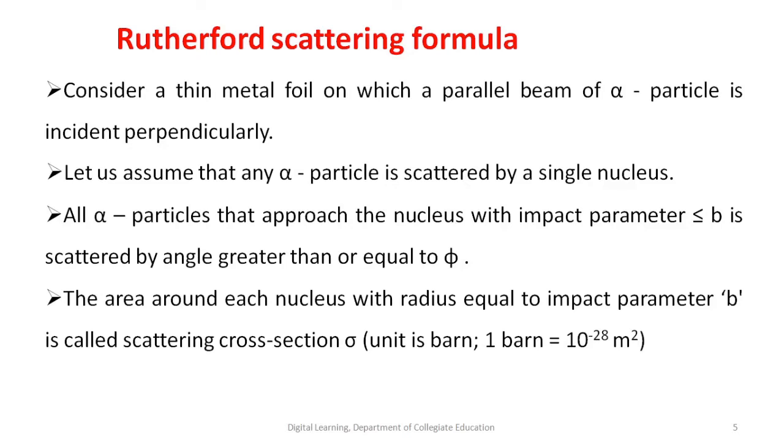If we draw a circle taking the impact parameter as the radius, then that circle is called the scattering cross section, represented by sigma. The unit for scattering cross section is barn. 1 barn is 10 power minus 28 meter square. The area of a circle is pi r square, and here the radius is the impact parameter b. Therefore, the scattering cross section sigma is equal to pi b square.